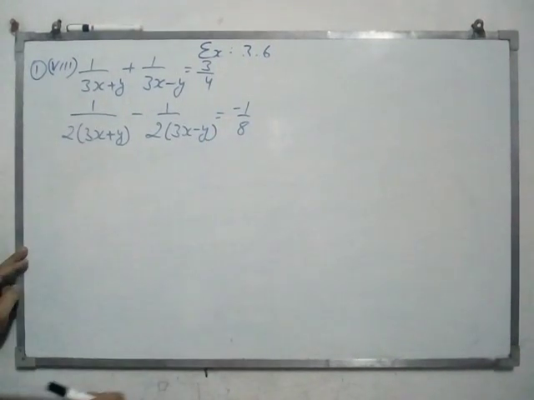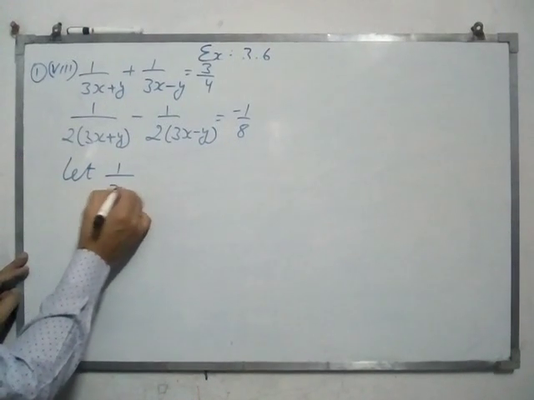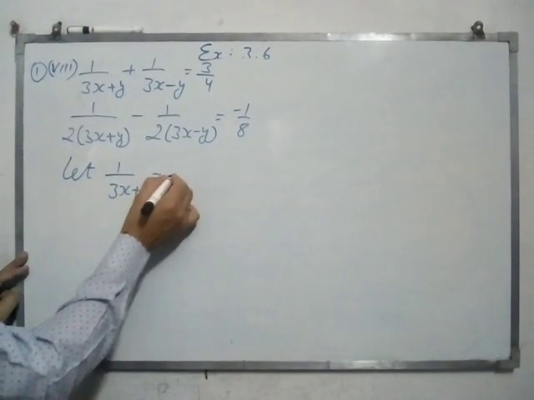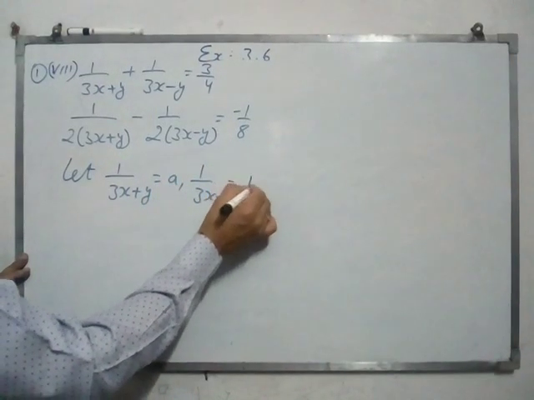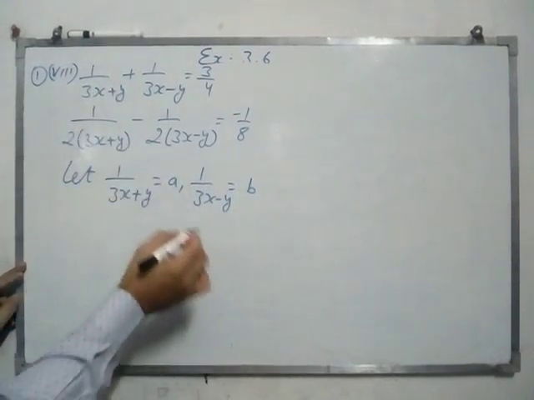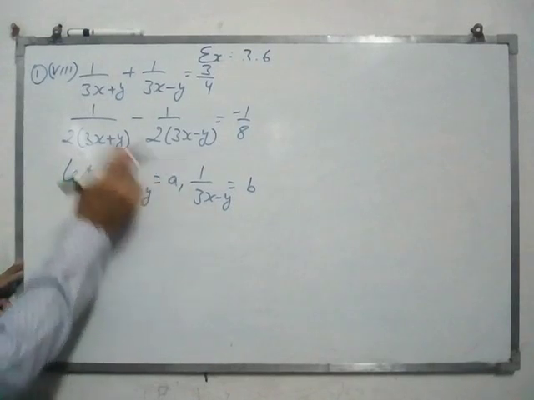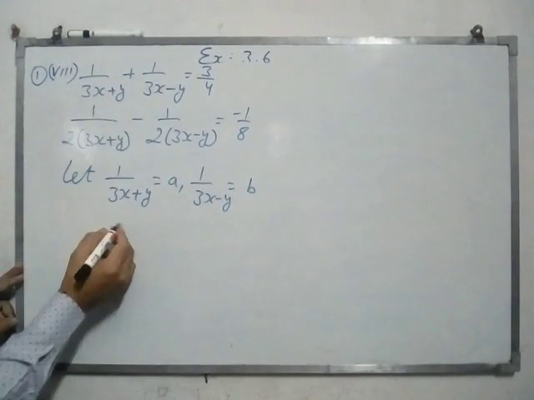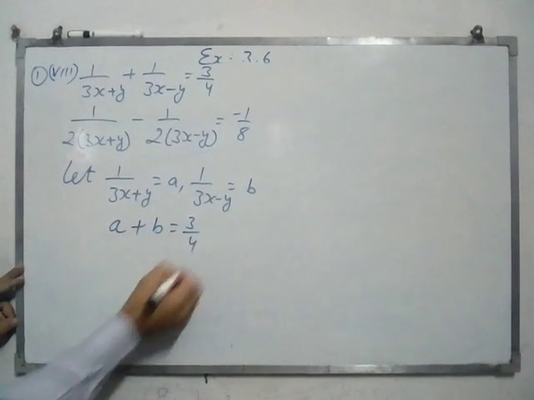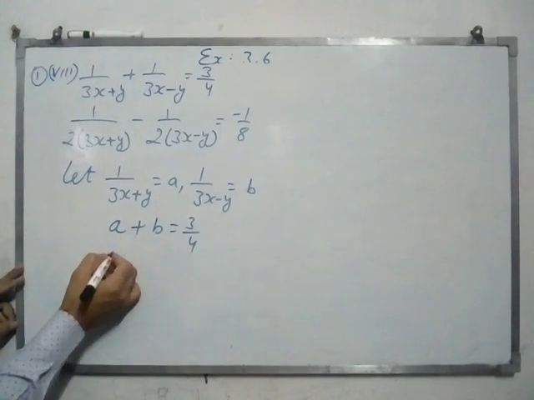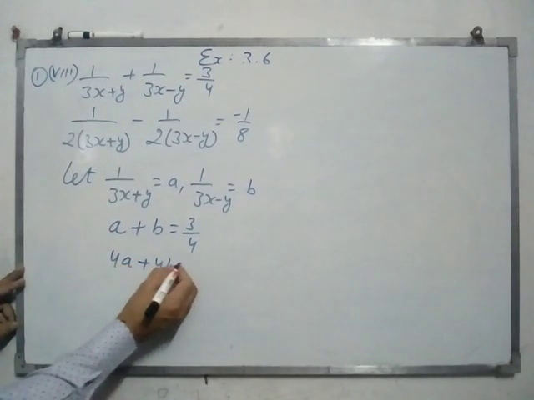Like in the previous question, here also we will let 1 upon 3x plus y be equal to a and 1 upon 3x minus y be equal to b. So it means a plus b is equal to 3 upon 4. So 4 is multiplied, so 4a plus 4b equal to 3.